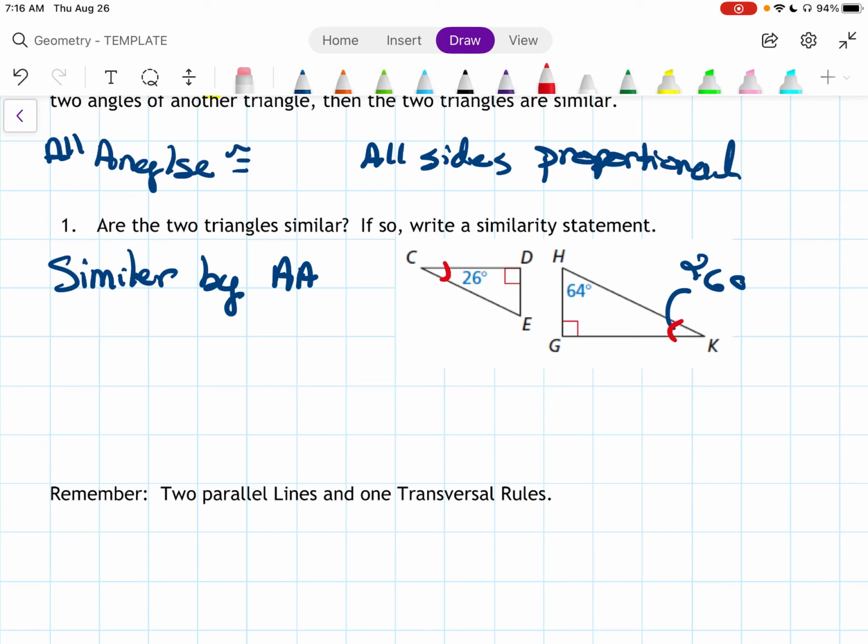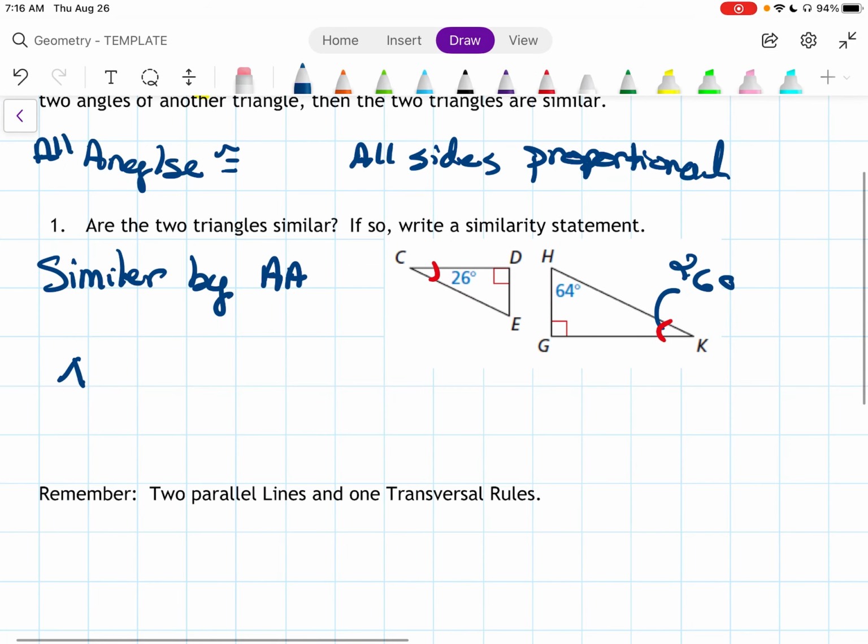Now I need to write a similarity statement. I'm going to start off with a little triangle. And then I'm going to pick one of the triangles. Left one or right one, it doesn't matter. I'm going to pick the left one. I'm going to say C, D, E. Whenever you put the first triangle in its similarity statement, it does not matter what order you put them in. Okay. If it's a shape with more than three sides, you normally go clockwise. Really, you normally go clockwise always. But if it's a shape bigger than a triangle, they have to be adjacent vertices, right?